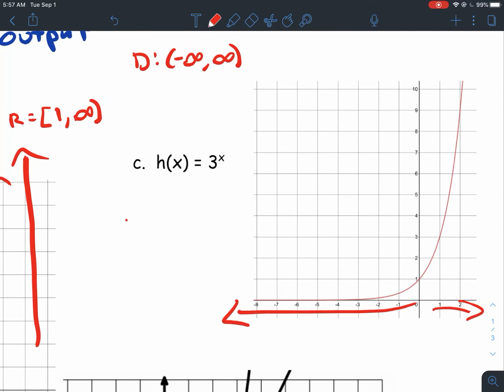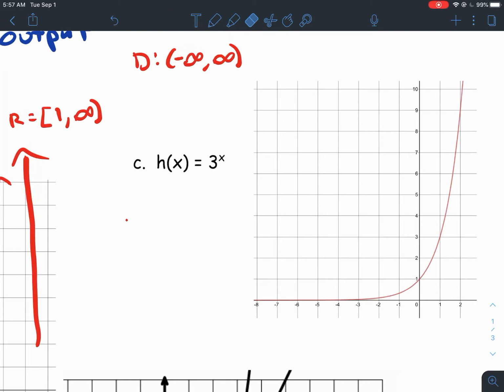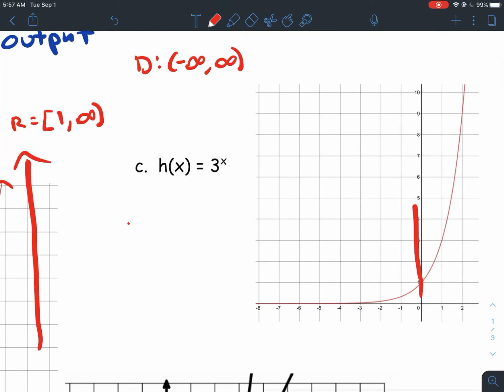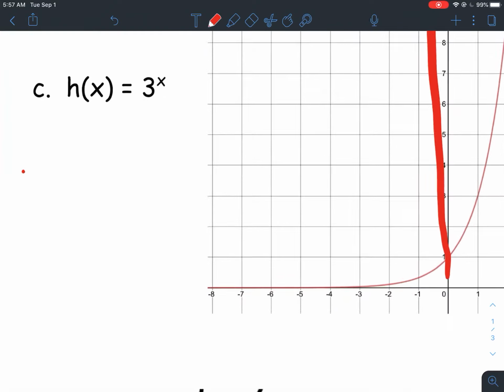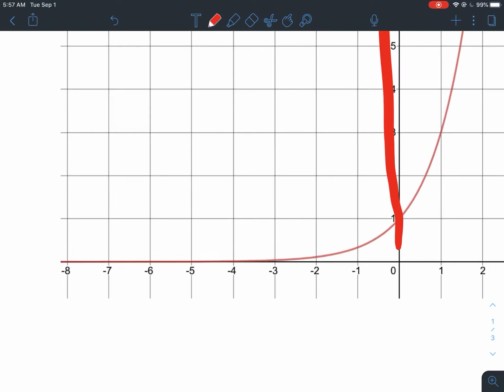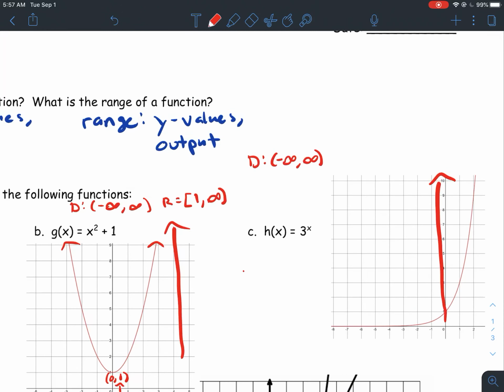But now let's look at our range. You can see that this function all has output values greater than 0. I know in this picture it almost looks like it equals 0, but that's what we call an asymptote. The function never touches 0. It gets really, really close to it, but it's never going to touch 0. If you think about it like 3 to the negative 1,000, if you plug that in, you're going to be very close to 0, but it's not going to equal 0.